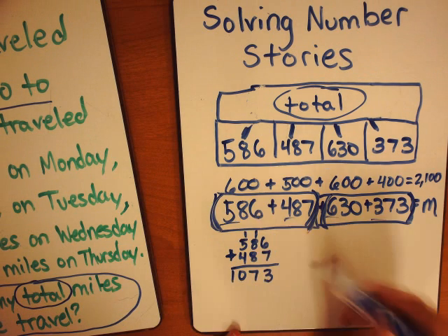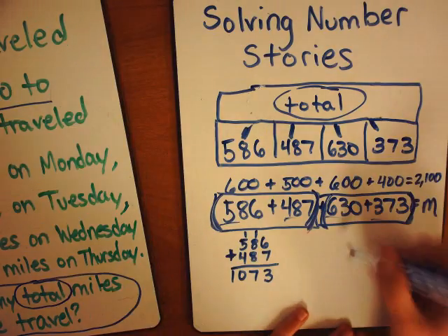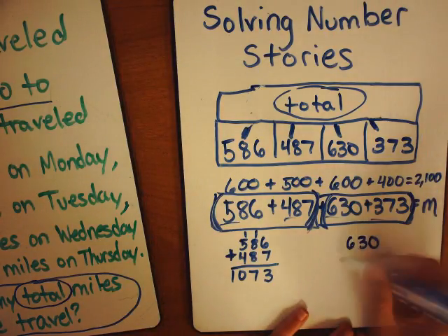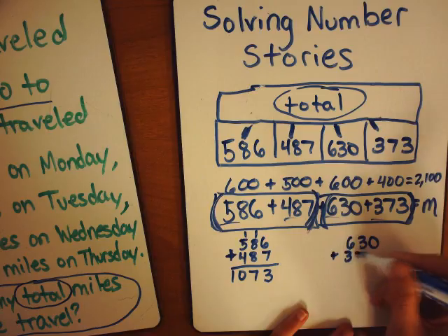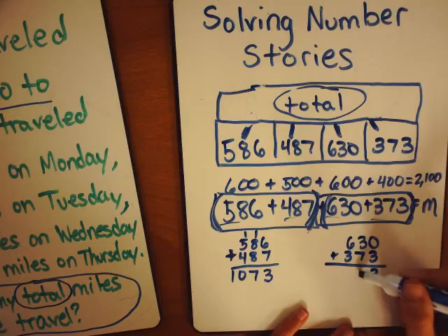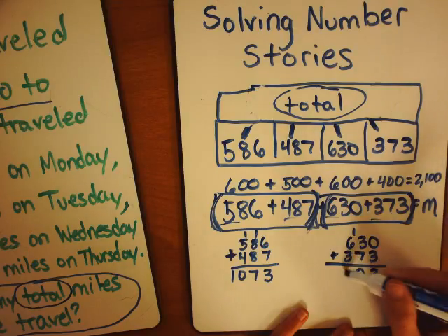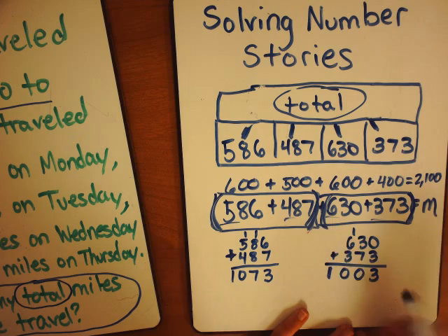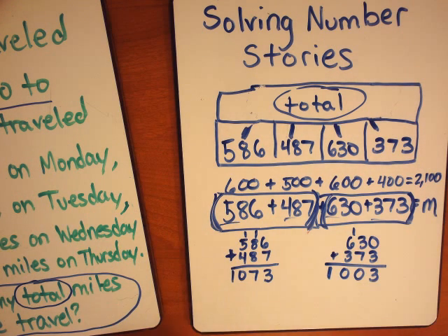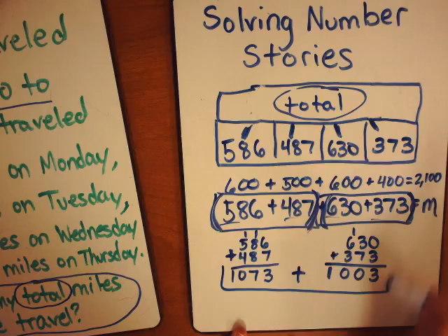So I've got one large part here, 1,073. And then I've got 630 plus 373 to get my other large part. 0 plus 3 is 3. 7 plus 3 is 10. 7, 8, 9, 10. Okay, so now I've got two large parts that I'm going to add together.